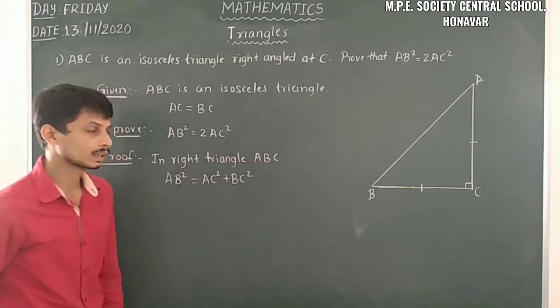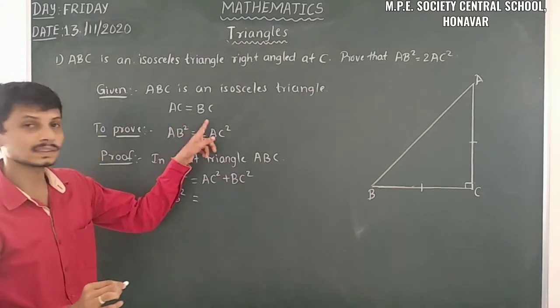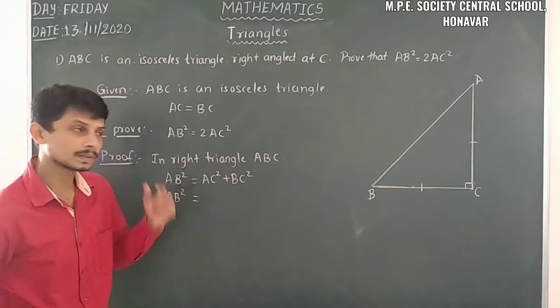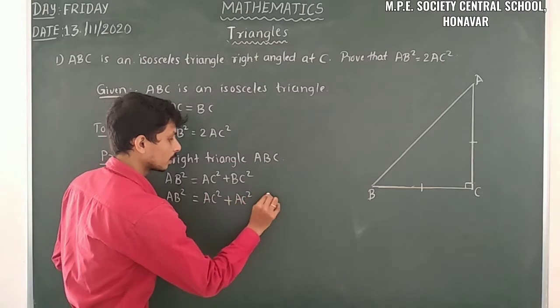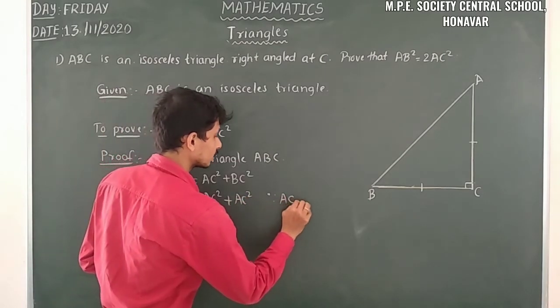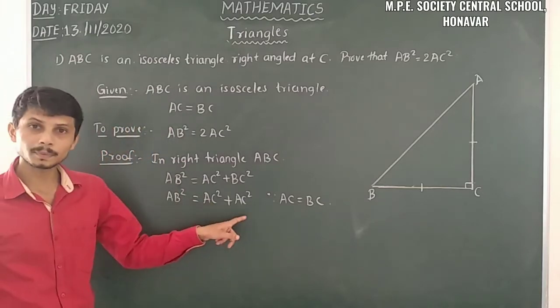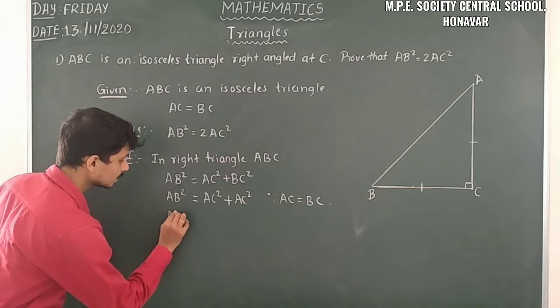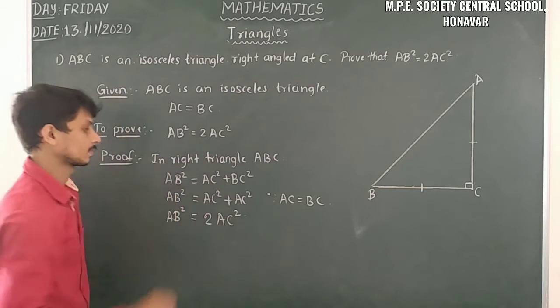AB square remains as it is, and here we have AC is equal to BC, so we replace BC with AC. AC square plus AC square, because AC is equal to BC. Then AC square plus AC square gives 2AC square, that is AB square is equal to 2AC square.